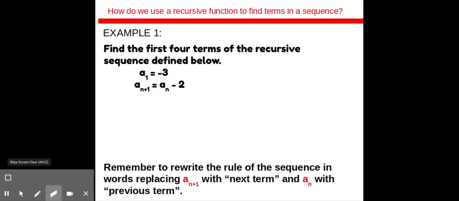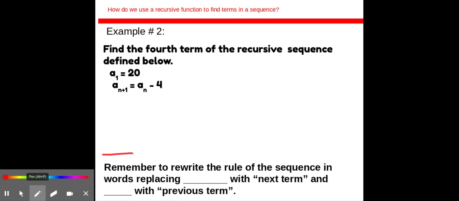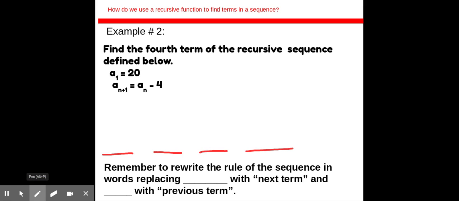Now we're going to go on to the next example. The next example says find the fourth term of the recursive sequence defined below. So again, I'm going to write down my four little spaces, and just remember, you could rewrite it with words. a sub n plus 1 is the next term, and a sub n is the previous term. So if you're not sure, just remember, this is our previous term, this is our next term.